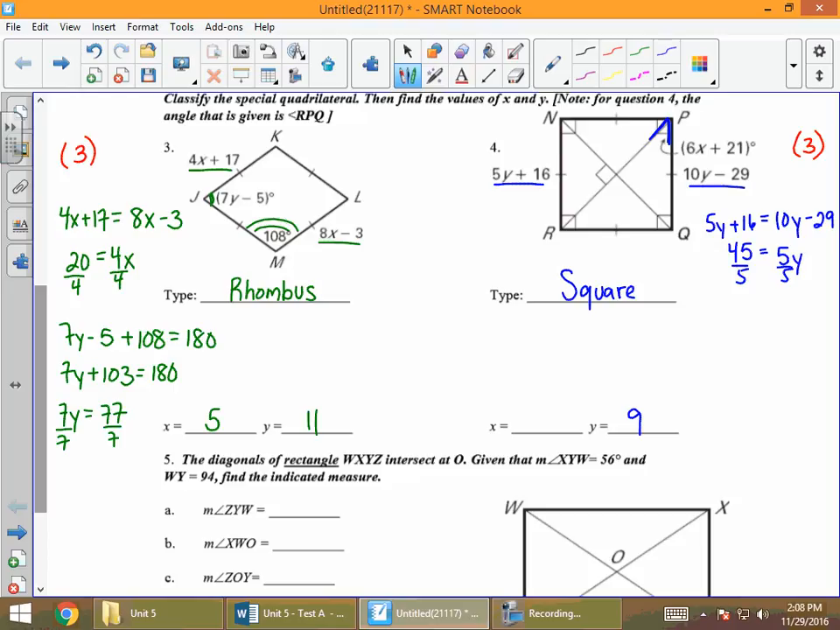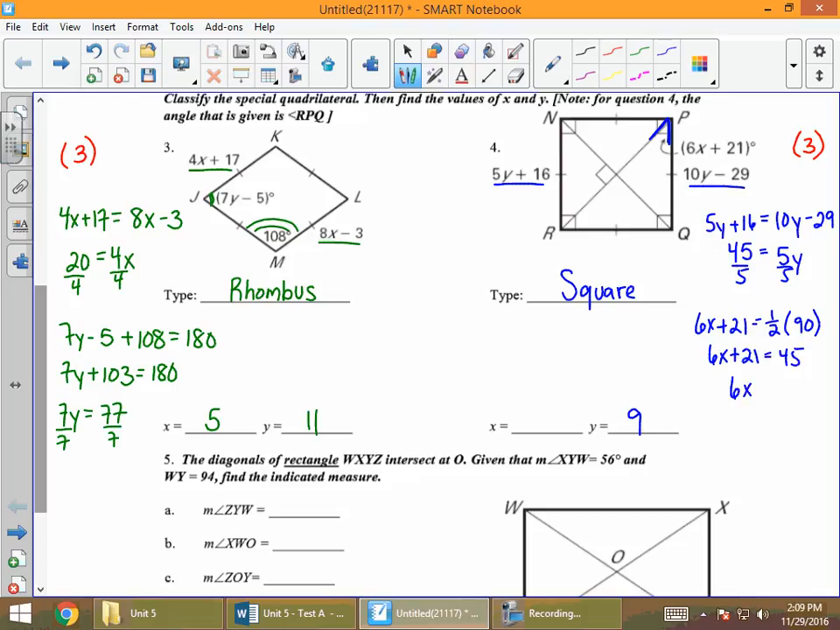The diagonals are congruent. And also in a square, the diagonals are angle bisectors. So it cuts that 90 degrees in half. So that little half angle is half of 90. So that means 6x plus 21 is half of that 90 degrees. So 6x plus 21 is equal to 45.